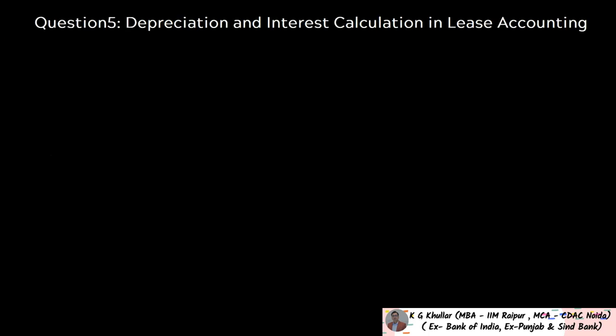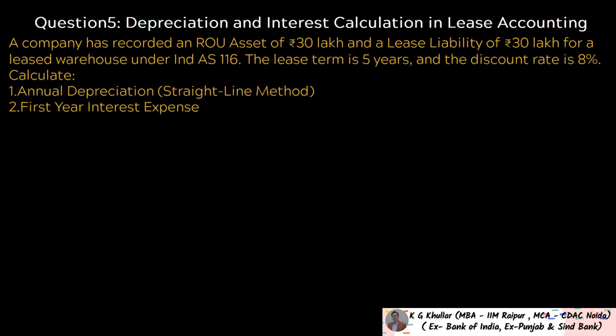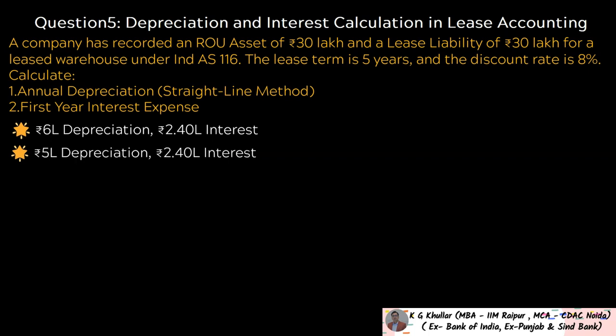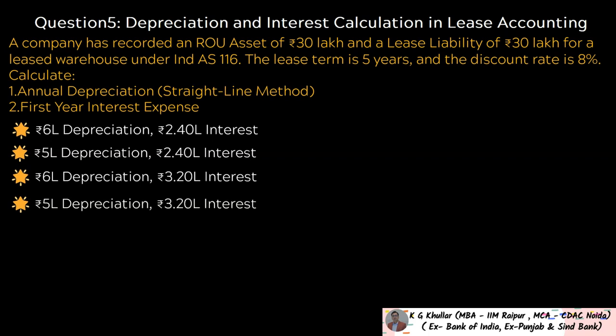So friends, finally we have reached the last question of the lecture, and the question is: a company has recorded an ROU asset valued at 30 lakhs and a lease liability of rupees 30 lakhs for a leased warehouse under Indian Accounting Standard 116. The lease term is 5 years and the discount rate is 8%. Calculate first, the annual depreciation, and second, the first year interest expense, and these options are given to you.